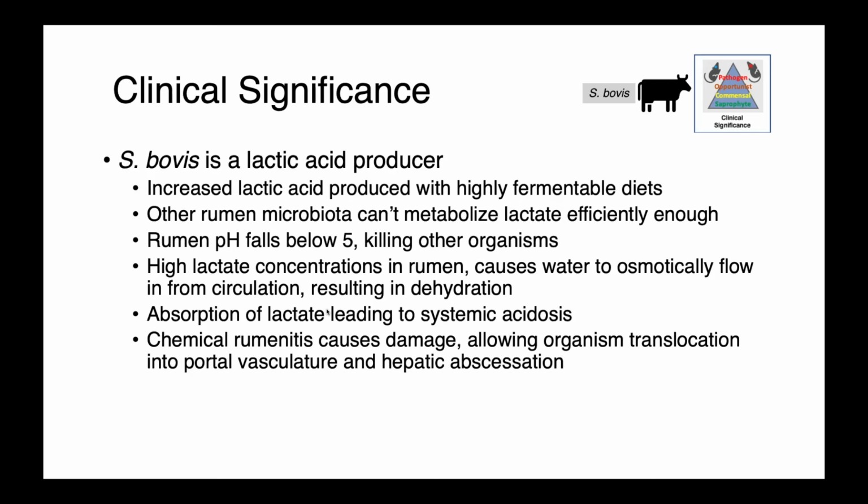As lactic acid builds up, the rumen pH falls below 5, killing other organisms, and the high lactate concentrations in the rumen then cause water to osmotically flow in from circulation, resulting in systemic dehydration. We then get absorption of lactate systemically, leading to a metabolic acidosis. We see a chemical rumenitis, leading to physical damage, which allows organism translocation into the portal vasculature, and ultimately hepatic abscessation.